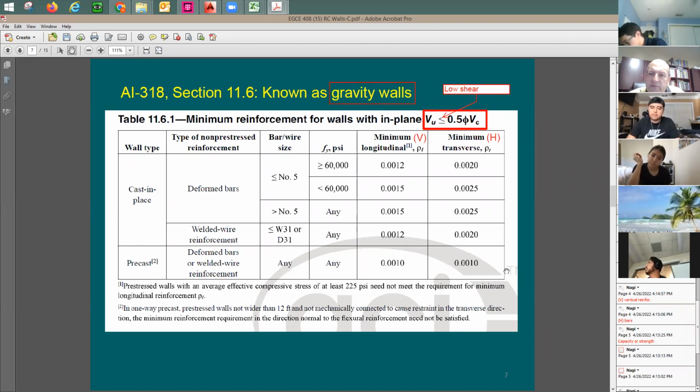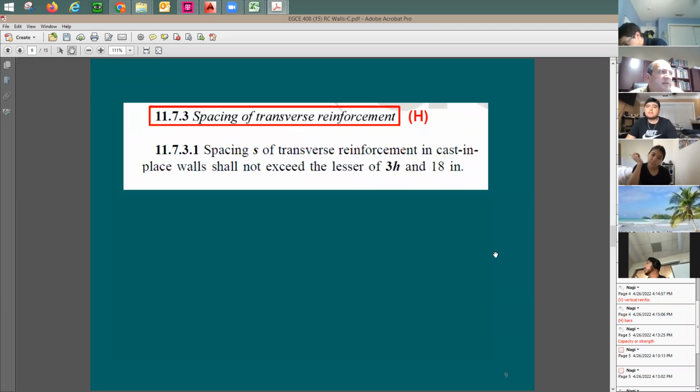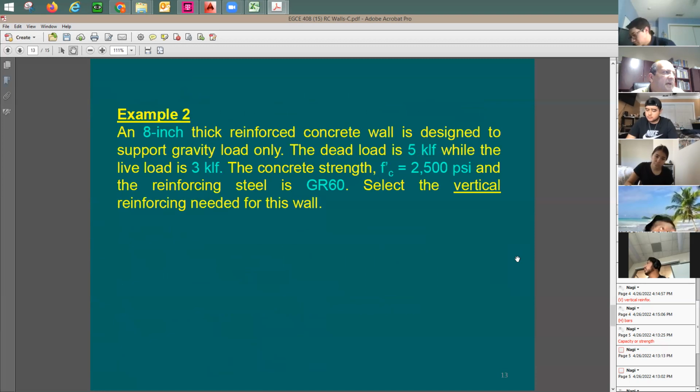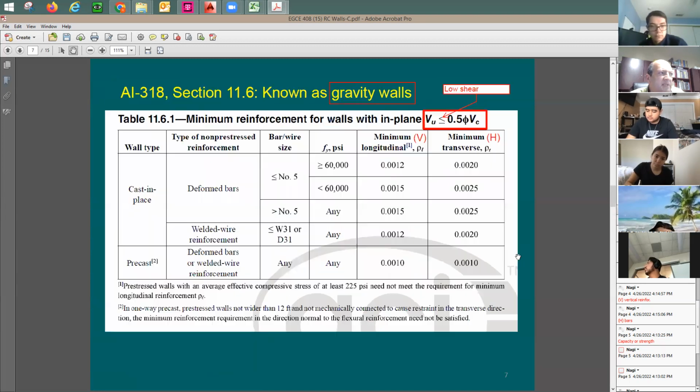So when the shear is low, you have a special treatment for the wall. But when the shear is going to be getting higher, look what happens. I don't know if you have it here. No, it's going to be in the next slide set. When the shear is higher than this value, we're going to have different minimum values. Makes sense. We're going to have separate treatment for each type of wall, whether it's a gravity or shear wall.